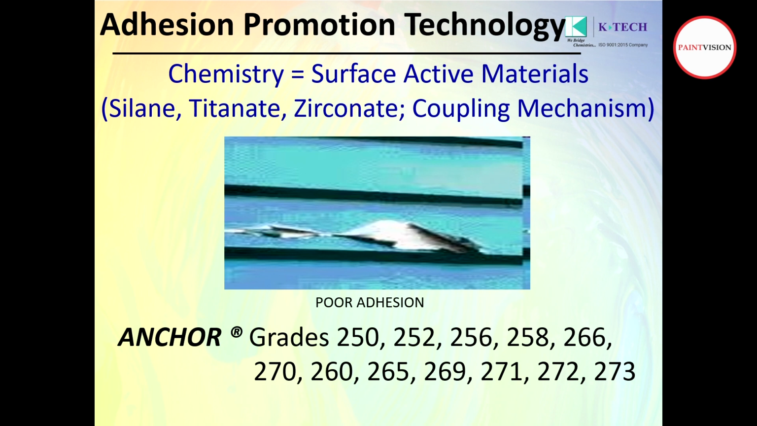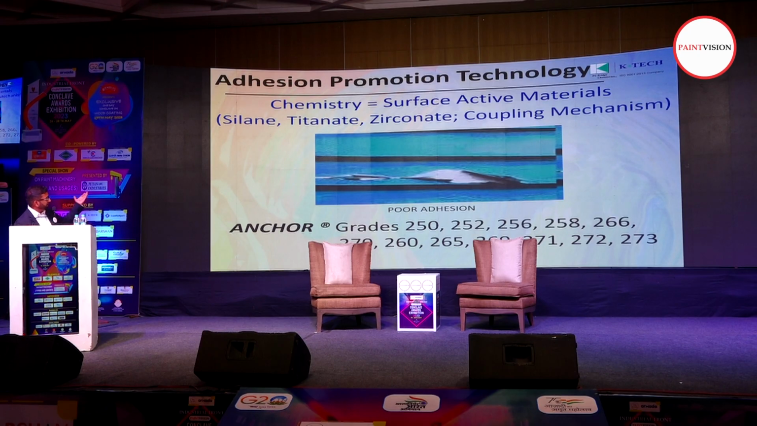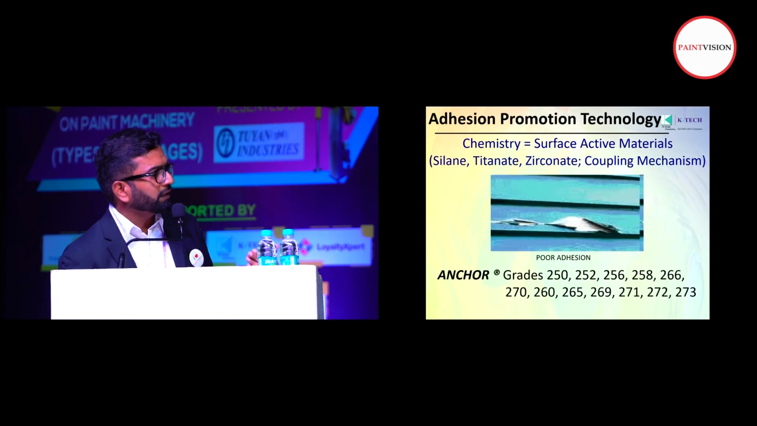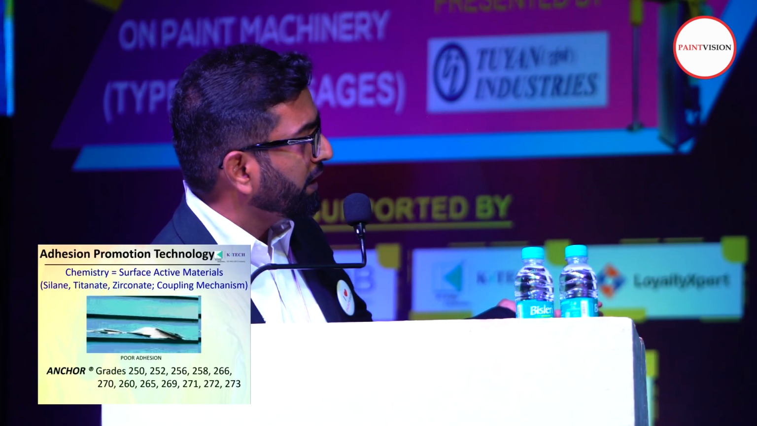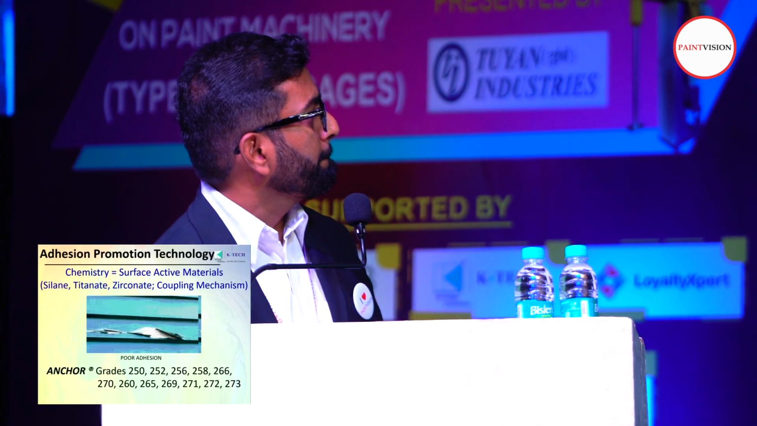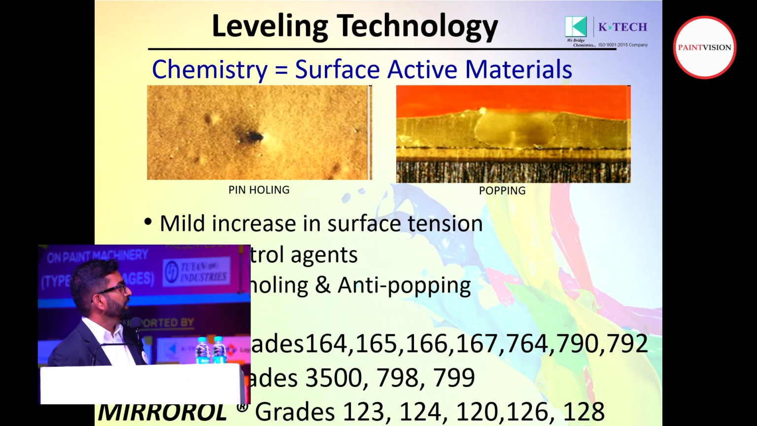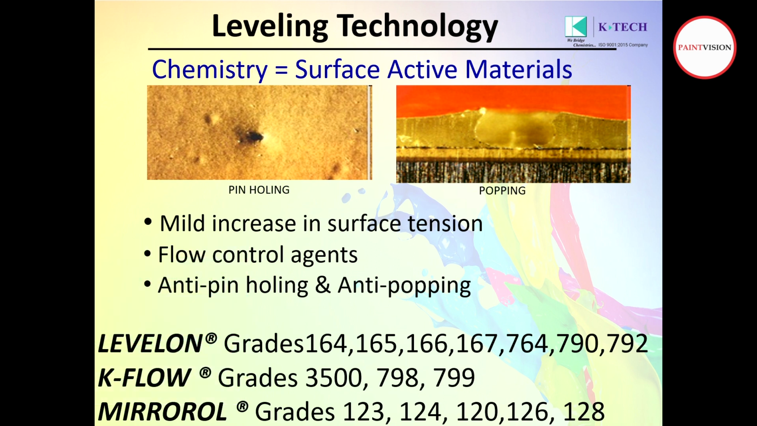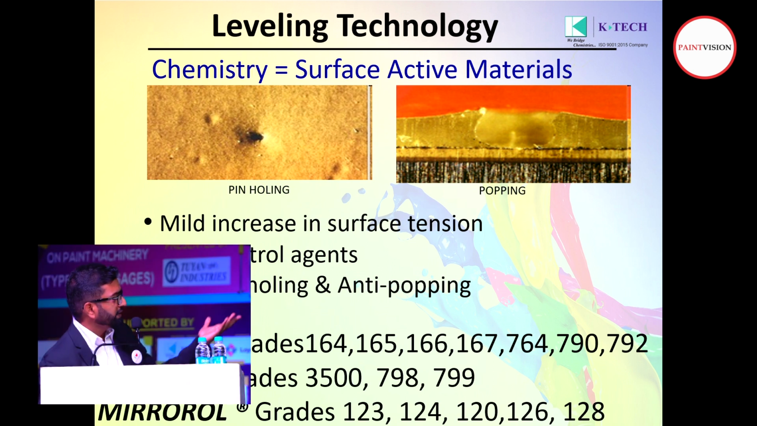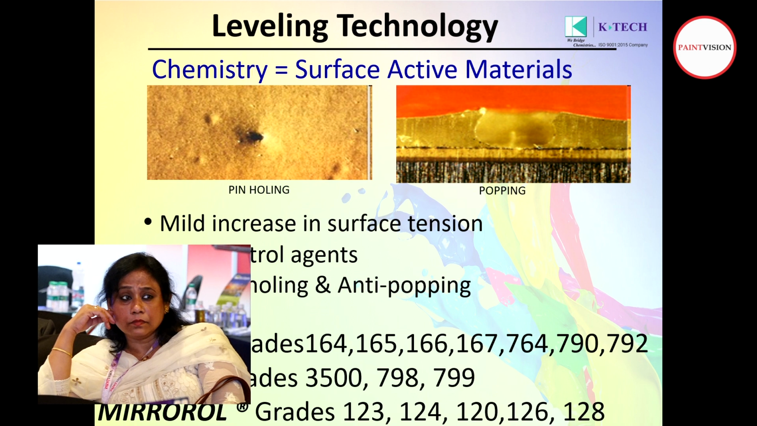Adhesion promoters are based on various metal chelates basically. So in this we have silane, titanate, zirconiate and other chemistries involved, branded as Anchor into different grades. Flow and leveling is another technology based on modified polymers. In this the mild surface tension is increased to remove the pinholing, the popping and the other surface defects basically. These are branded as Levelon, K-Flow and Mirrorol grades.